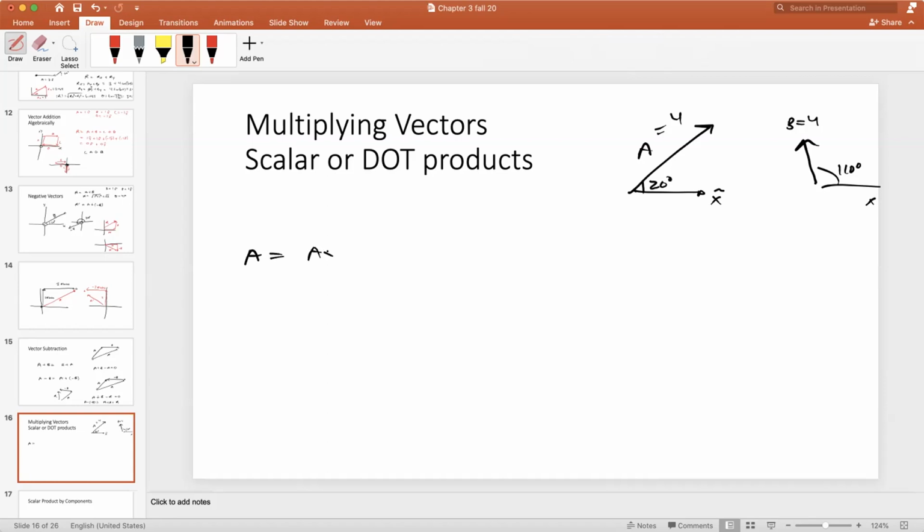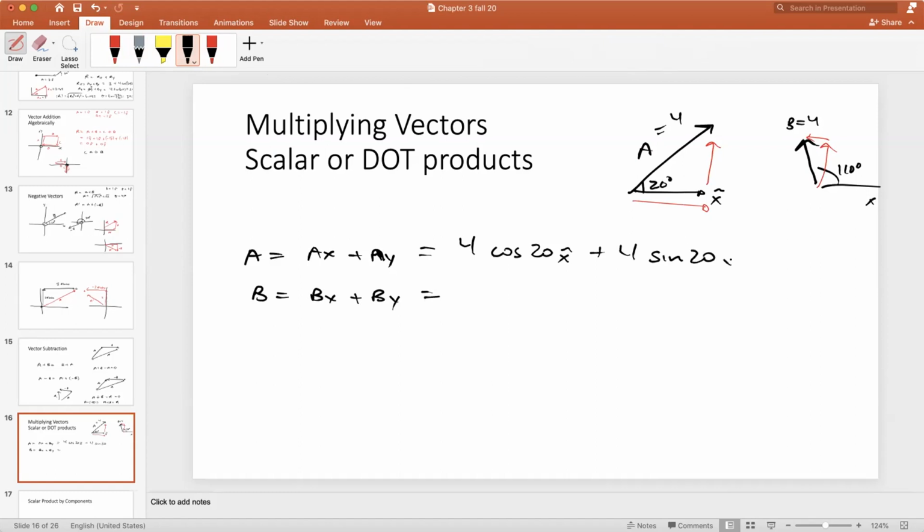A is composed of AX and AY. And B, and I know that looks like an R, I'm sorry, B is composed of BX and BY. You can see here that AX would be along the x-axis, and AY will be along the y-axis, and BY and BX. And BX had better be negative. So these are 4 cos 20, and we'll put the little x hat. I won't always do that, but I really should. Sine 20, y hat. And this is 4 cos 110 x hat plus 4 sine 110 y hat.